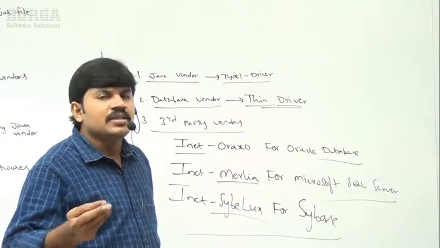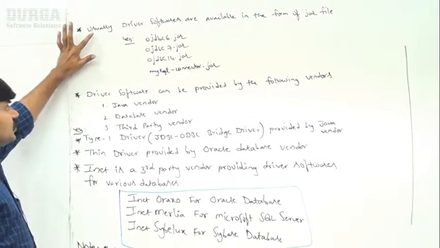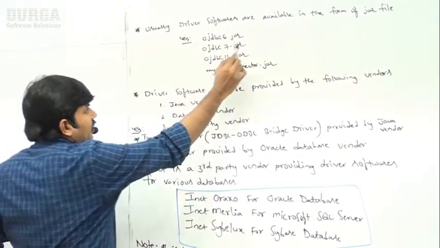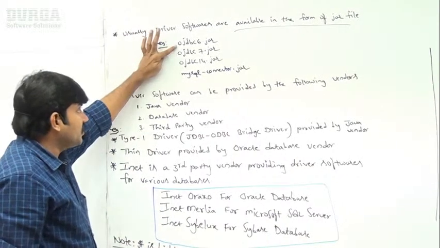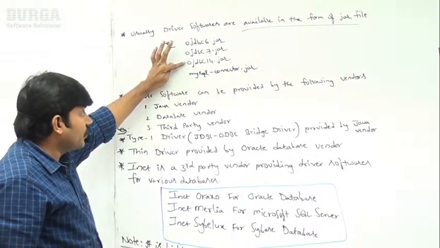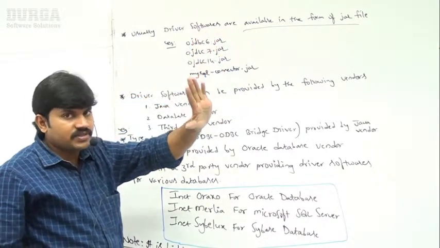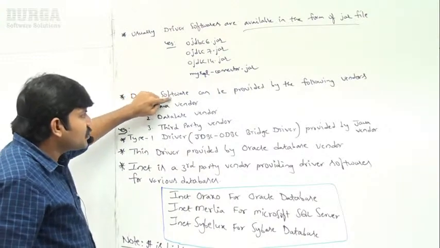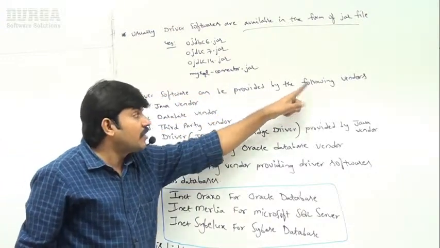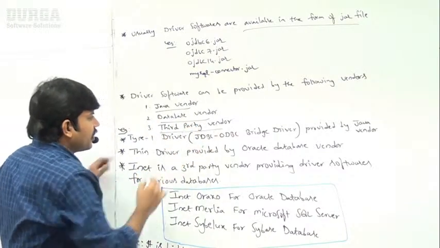Clear for all of you, right? Let me review once again. Have a look once, sir. Usually driver softwares are available in the form of jar file: OJDBC 6.jar, OJDBC 7.jar, OJDBC 14.jar, MySQL connector.jar. These are various driver softwares, a group of collection of classes, right? Next, driver software can be provided by the following vendors: Java vendor, database vendor, third party vendor.